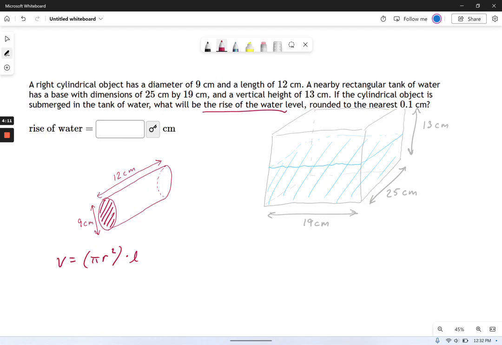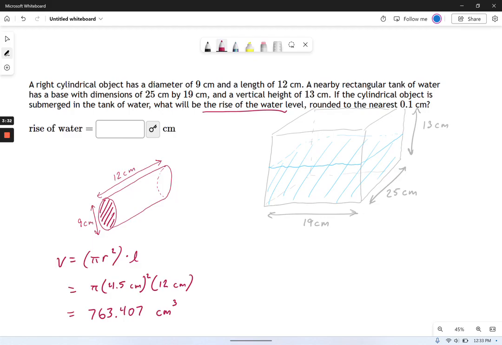So let's put in some things here. Pi is pi. And I know that the radius based on this picture is 4.5 centimeters, squared. And the length based on the picture is 12 centimeters. So if I plug that into my calculator, pi times 4.5 squared times 12, I get a volume of 763.407. The units aren't terribly important, but if you want the units, they are cubic centimeters. That's the volume of this cylindrical object.